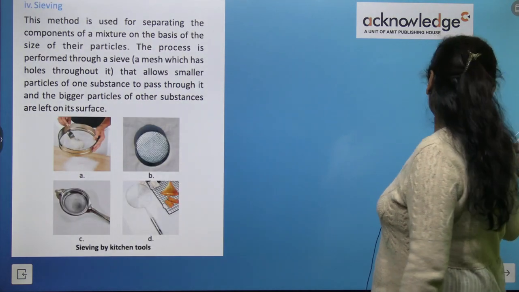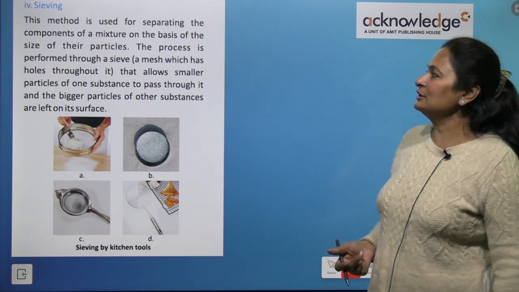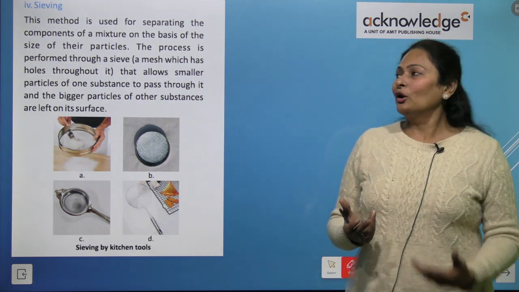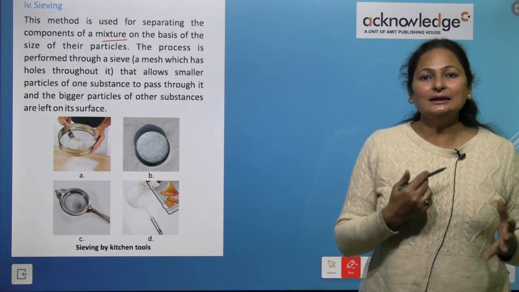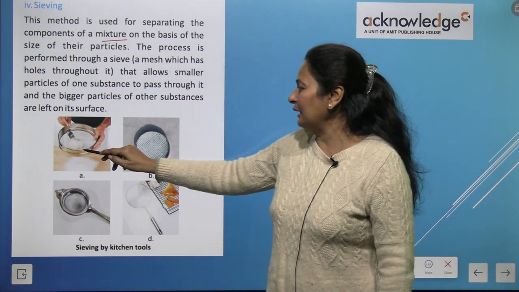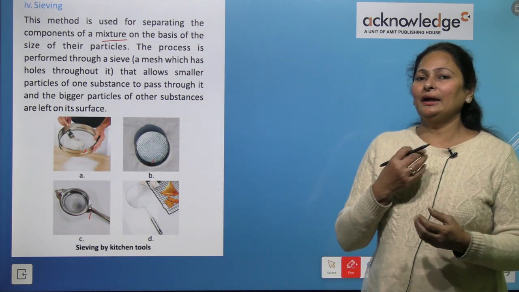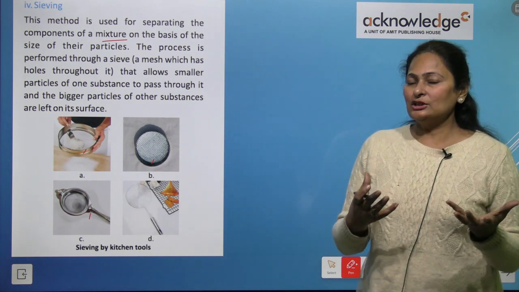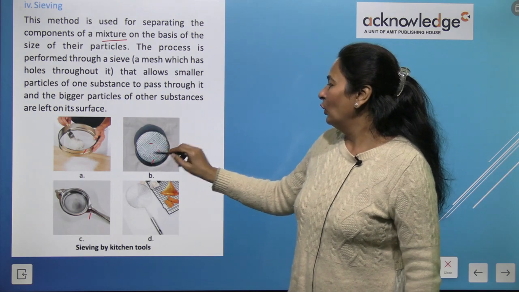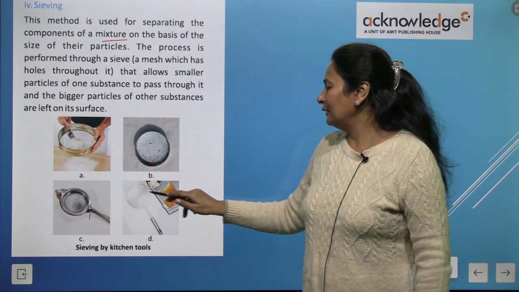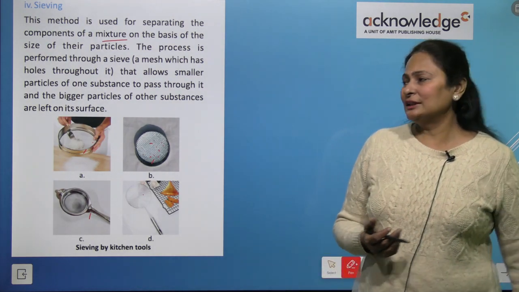Next is sieving. The fourth method is sieving. This method is used for separating the components of a mixture on the basis of the size of the particles. You all must have seen this at your home. We are separating two different sizes of substances, right? The sieve has holes in it, and they are of different sizes. Different kinds of sieves are there.